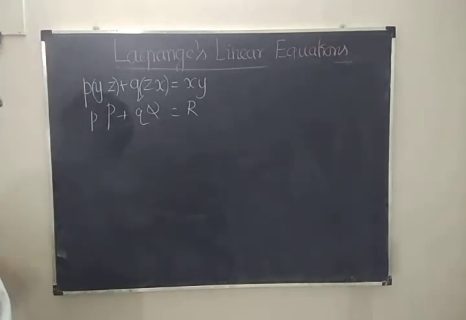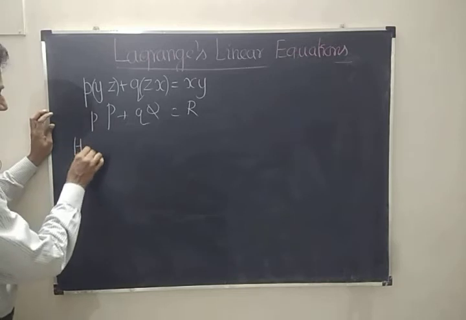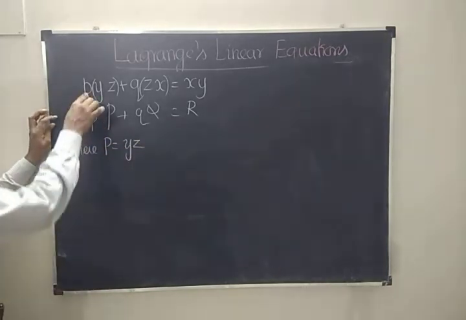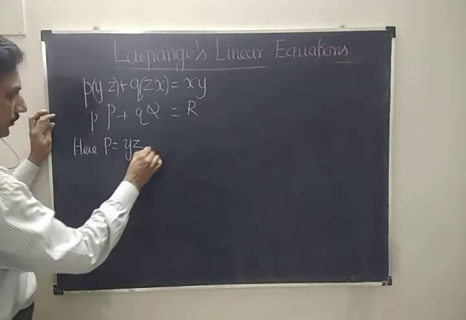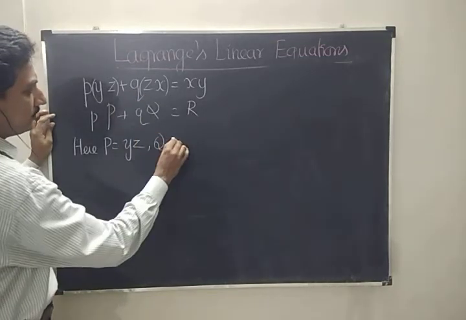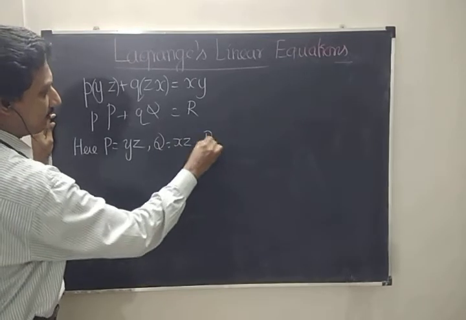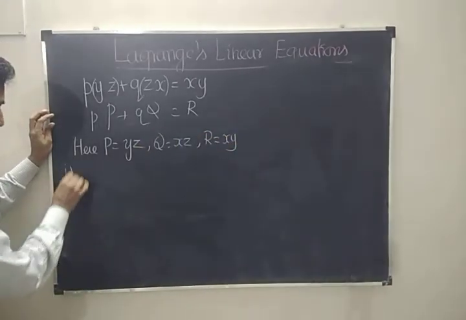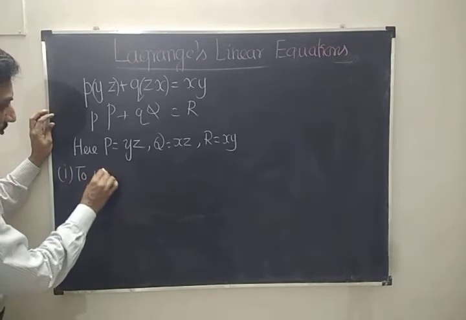So what about capital P here? Here capital P is a function of x, y, z, yes, this is yz, other than the small p. What about Q? Q, other than the small q, it is xz, and R is xy. Got it? So the very first step is to write the auxiliary equation.